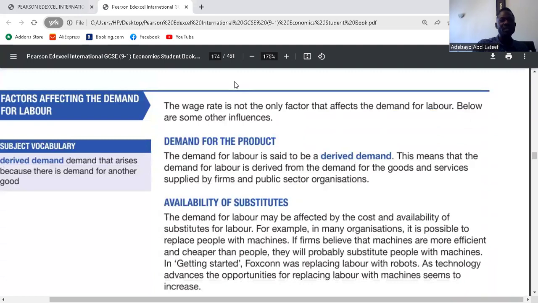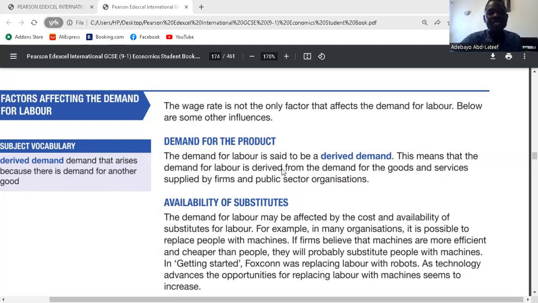The factors affecting demand for labor. And what is demand for labor itself? Demand for labor is the number of workers firms are willing to employ at a given wage rate. That is demand for labor.